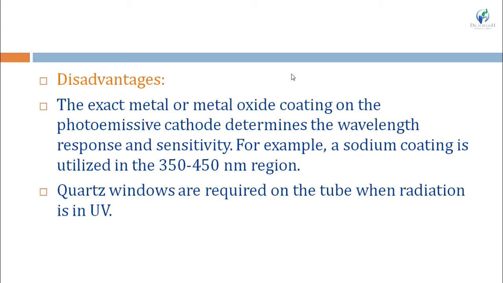Now the disadvantage is that the exact metal or metal oxide coating on the photoemissive cathode determines the wavelength response and sensitivity. For example, a sodium coating is utilized if we want to work in the region 350 to 450 nanometer. Right? Likewise, a specific coating is used for a specific region, and quartz windows are required on the tube when the radiation is in the UV range. So, these two are the main disadvantages of the phototubes or photoemissive tubes.